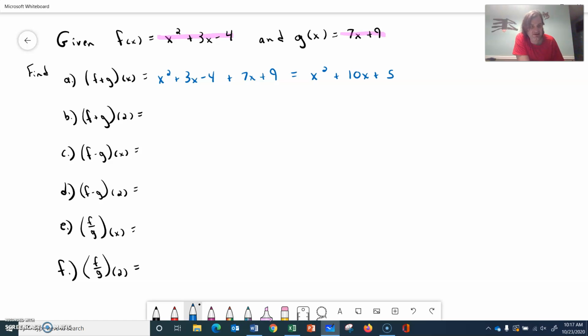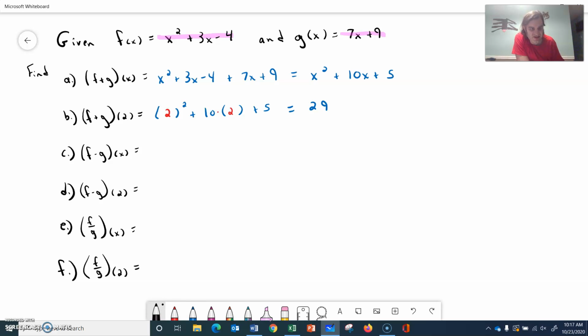So the next objective is to find f plus g of 2. So we just found f plus g, so we're going to take f plus g, and we're going to replace all the x's as a placeholder with the value of 2. Okay, so that'll be 2 squared plus 10 times 2 plus 5. So that's 4 plus 20 plus 5, I believe that's 29. If ever I calculate something wrong, just shoot me an email, let me know. It's not out of the question that I'll calculate something wrong on the spot.